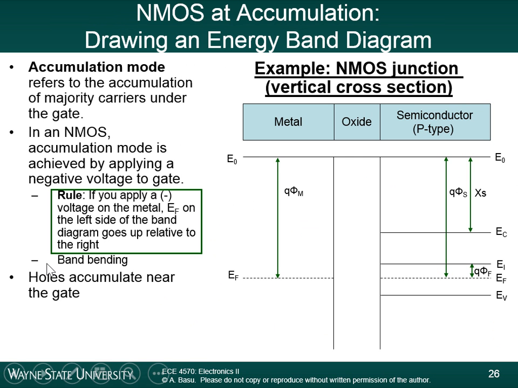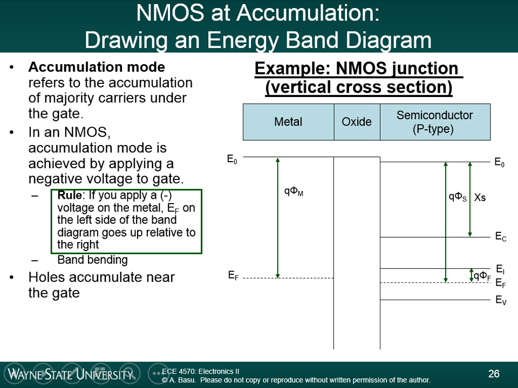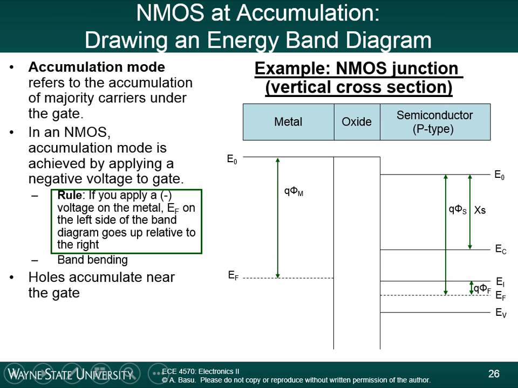So the rule is, if you apply a negative voltage to one side of the energy band diagram, that side, that Fermi level, is higher with respect to the other side. So this is the equilibrium band diagram showing that the Fermi levels are the same. So if we apply a negative voltage to the metal, then the left side of the band diagram goes up relative to the right side. So if you can imagine moving this entire section down like this, right?